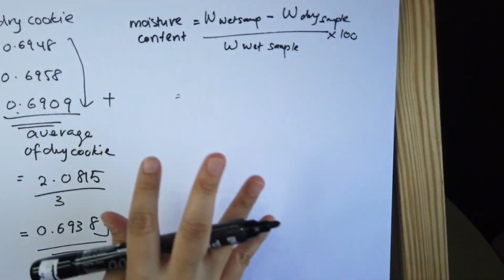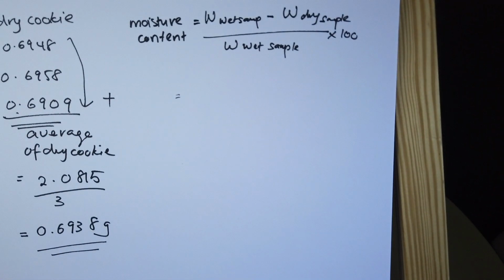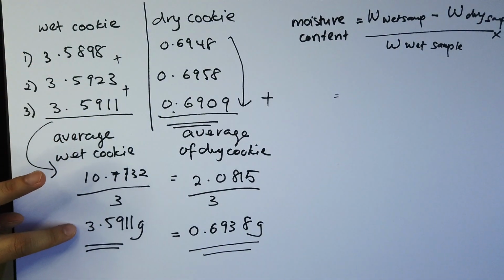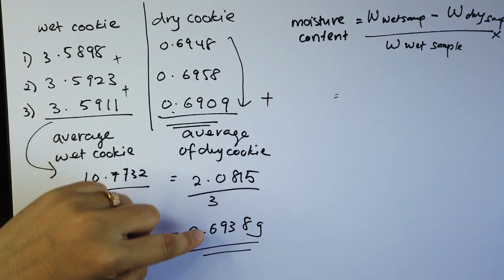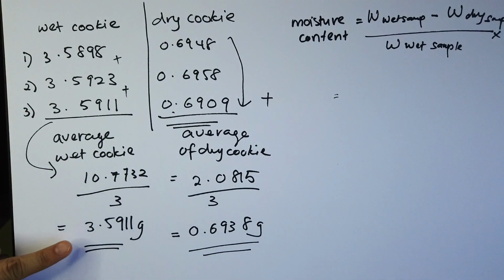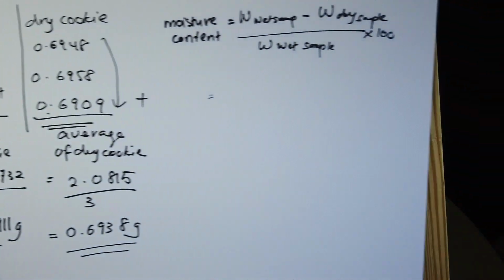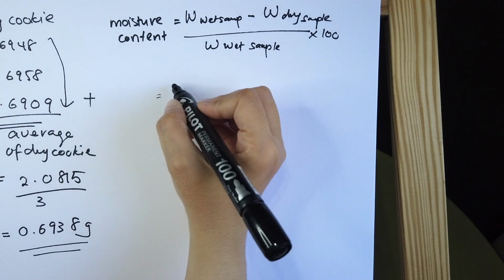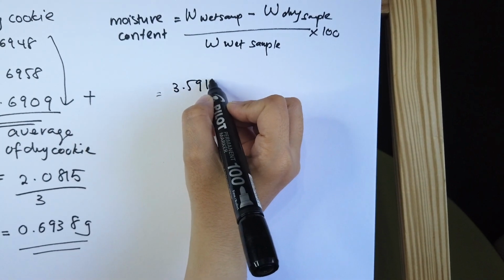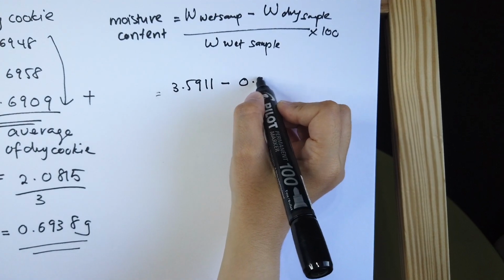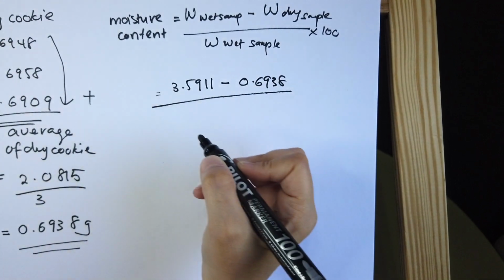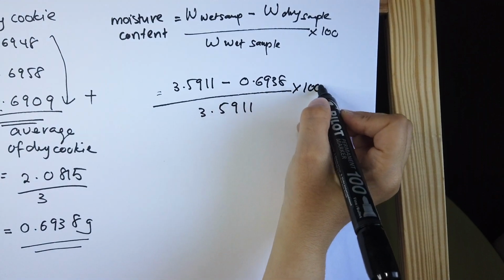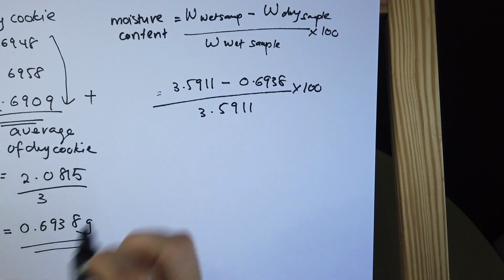And then you need to use the average value here. So you have the wet sample and also the dry sample, right? So weight of the wet sample minus the weight of the dry sample, divided by the weight of the wet sample over here, times 100%. So I'm just going to write it back: 3.5911 minus 0.6938 divided by 3.5911 times 100%.